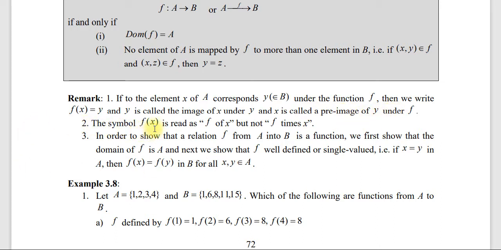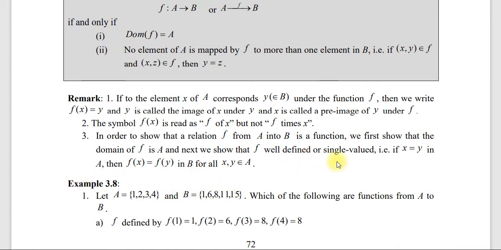Number 2, the symbol f of x is read as f of x but not f times x. Third, in order to show that a relation f from A to B is a function, we first show that the domain of f is A, and next we show that f is well defined or single valued.